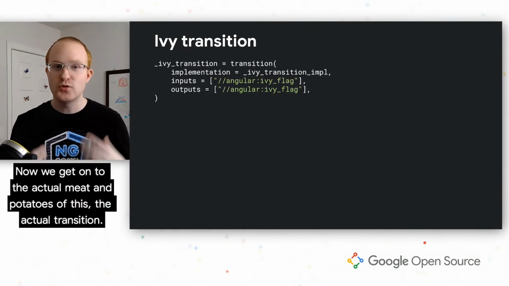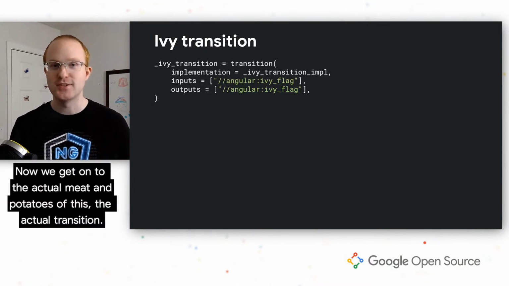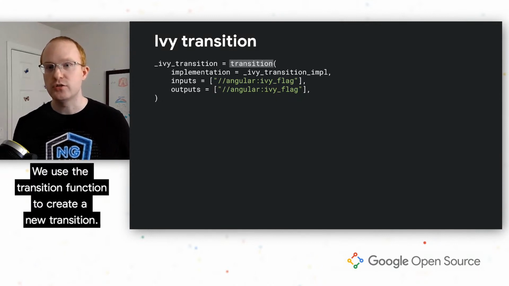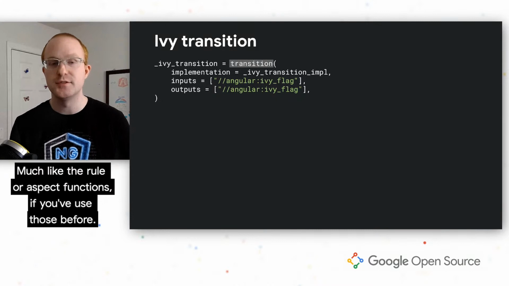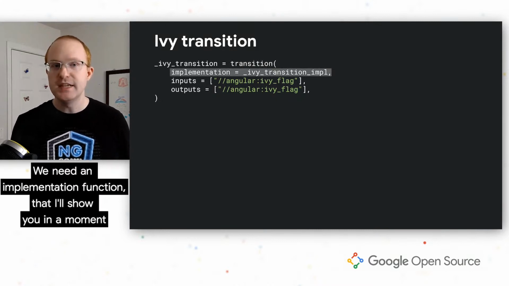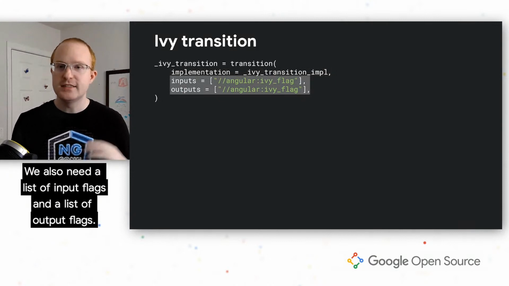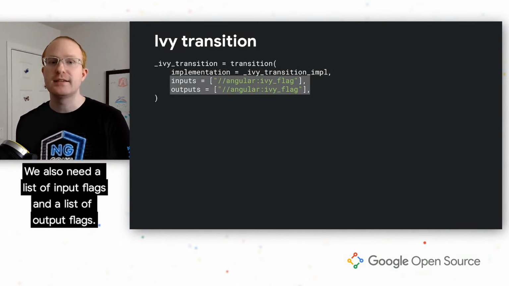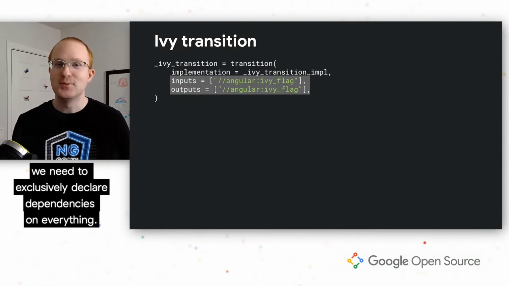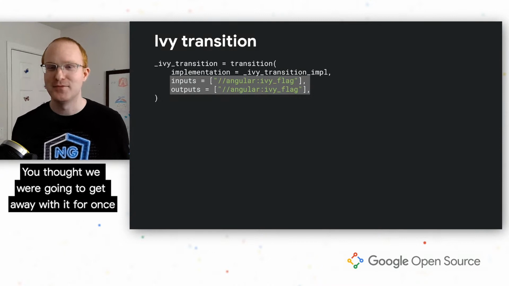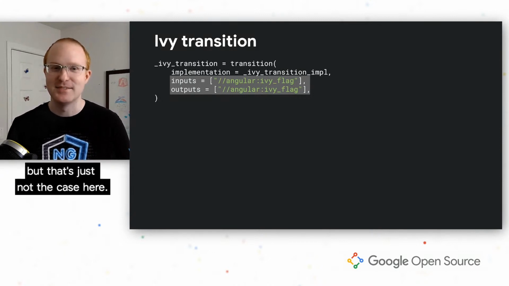Now we get on to the actual meat and potatoes of this, the actual transition. We use the transition function in order to create a new transition, much like the rule or aspect functions if you've used those before. We need an implementation function that I'll show you in a moment, which will perform our actual business logic for this transition. We also need a list of input flags and a list of output flags. Because again, Bazel is Bazel, we need to explicitly declare our dependencies on everything. You thought we were going to get away with it for once, but that's just not the case here.